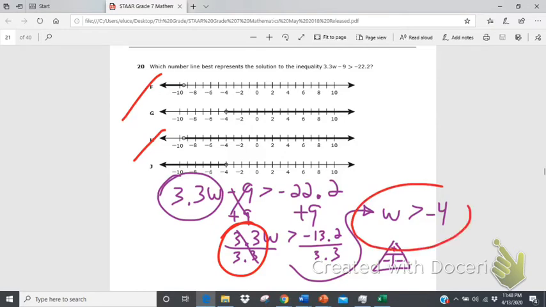The way you read this here is W is greater than negative 4. Numbers that are greater than negative 4 are negative 3, 5, 10, 20. And those are all located to the right on the number line. So, ladies and gents, your answer here is letter G.